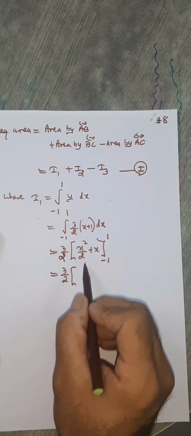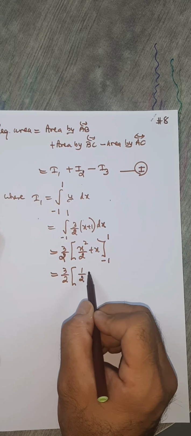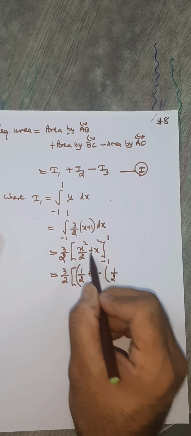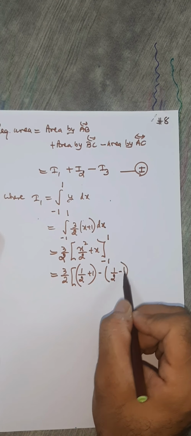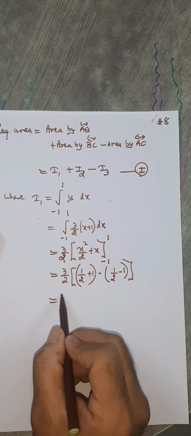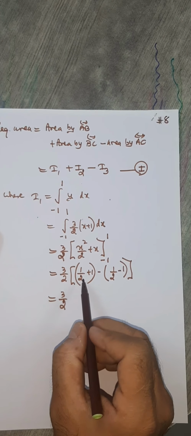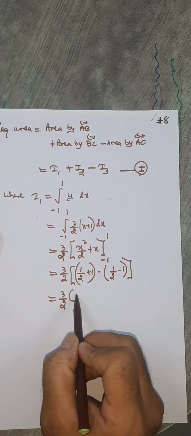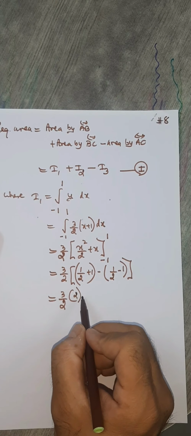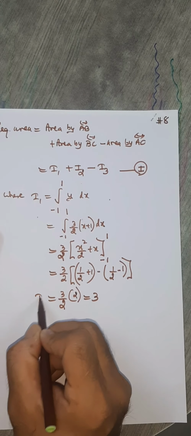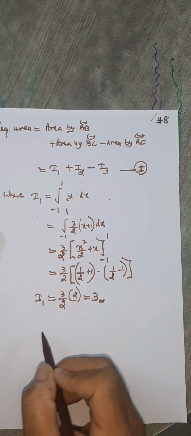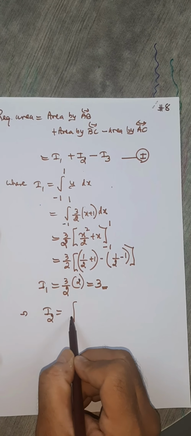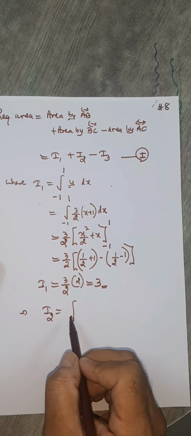Put upper limit. So this is 1/2 plus 1. Put lower limit. So 1/2 and here -1. So 3/2. ये 1/2 कैंसिल हो जाएगा और ये +1 हो जाएगा. सो दिस विल बी 2. सो हियर I1 का एरिया 3 यूनिट हो गया. फाइन. ओके. गो टू I2. व्हाट अबाउट I2? I2 इज फ्रॉम वेयर टू वेयर? यू कैन जस्ट लुक एट अ डायग्राम.